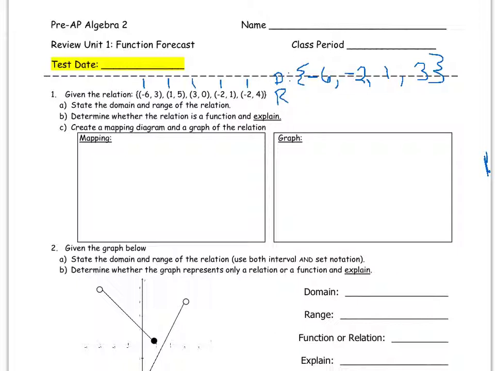Range is going to be the y values. So range will have 3, 5, 0, 1, 4. So we're going to go 0, comma 1, comma 3, comma 4, comma 5. Those are all my y values that I use.